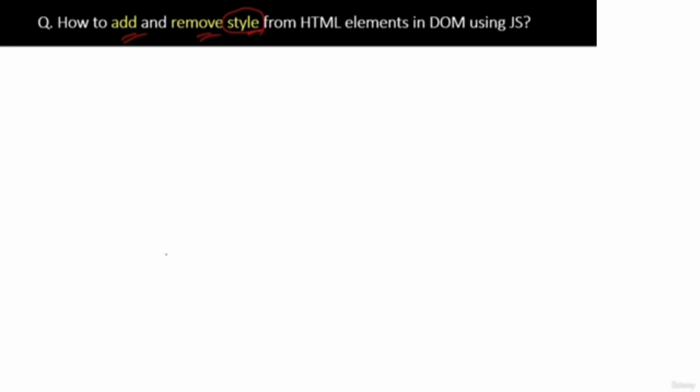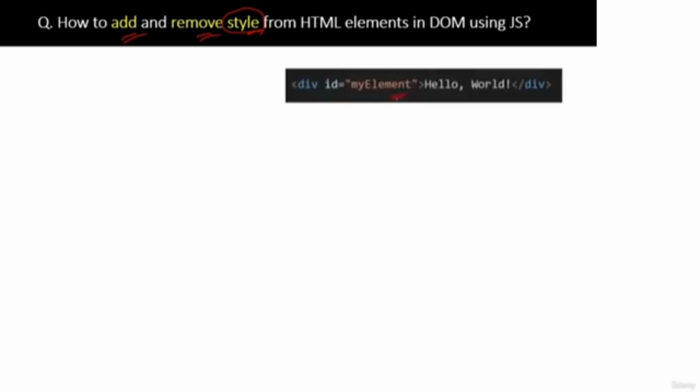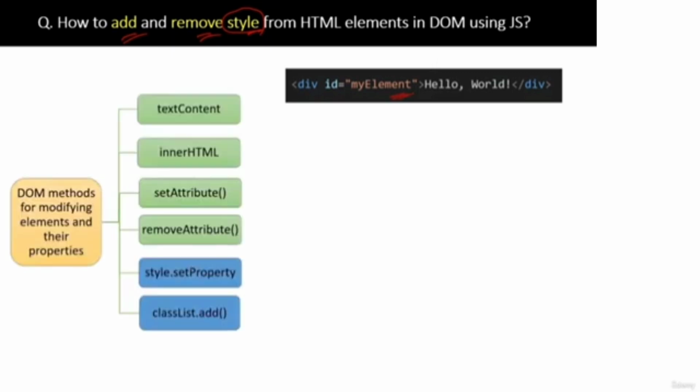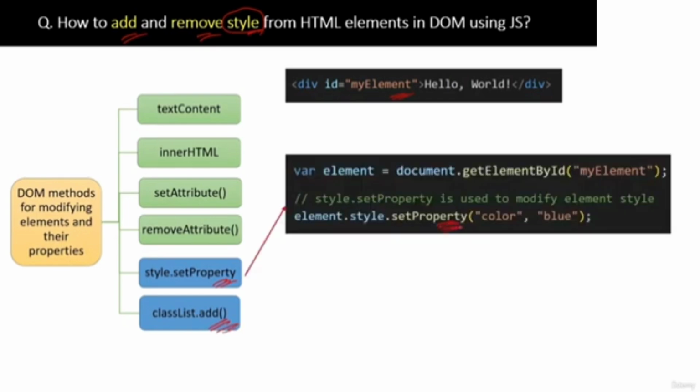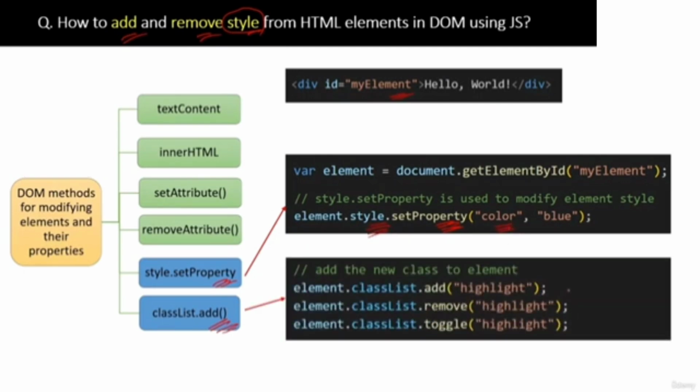Okay, suppose we have this div element in our HTML. Then in order to add the style, we can use the setProperty and classList.add methods of JavaScript. Here in the code, the setProperty method is used to add the element style. Then this element.classList.add property will add the new class highlight to the element like this.